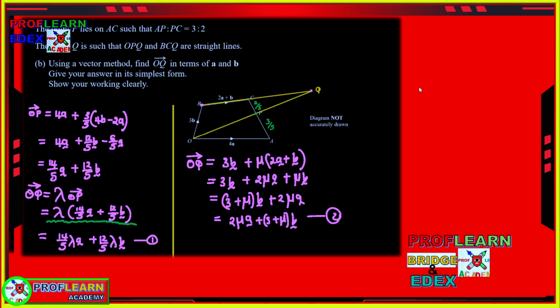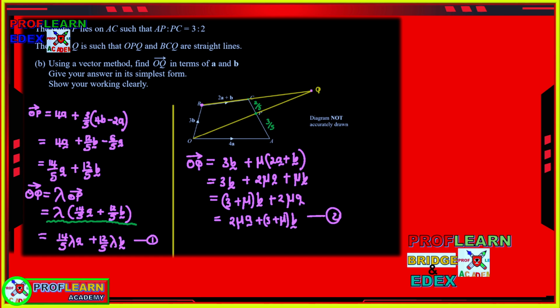So if we are finding OQ, we can say let that OQ be OP times lambda, a constant. So this becomes our first equation. The second equation to find OQ is by moving from O to B, then B to Q. We can say let BQ be another constant mu times BC. So that is what we did here, and then we went ahead to form the second equation.